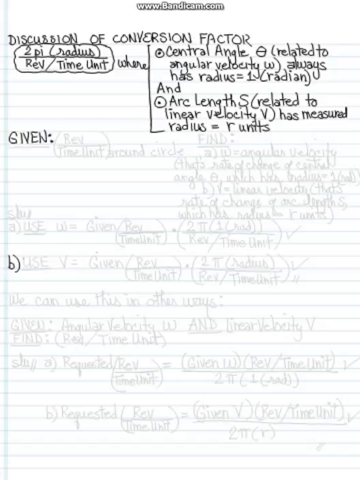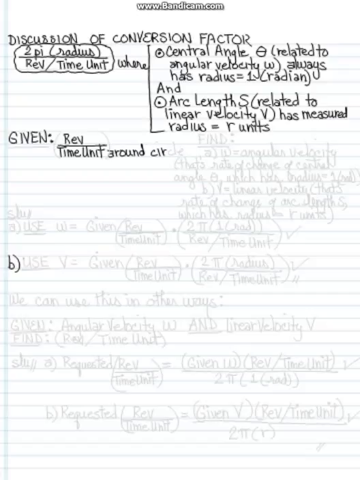Now, how are we going to use this conversion factor, 2 times pi times the radius divided by the number of revolutions per time unit? How are we going to use that? Well, that's what we're going to discuss now. If we have revolutions divided by the time units, so revolutions per second, revolutions per hour, whatever, around a circle, so you're given that.